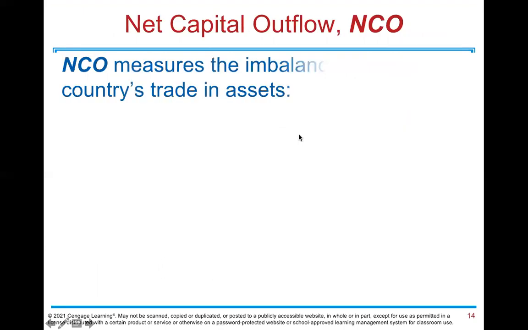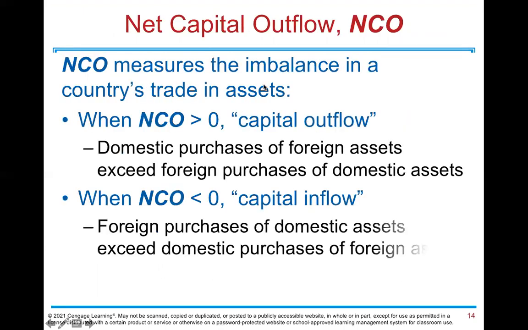Okay, so let's take a look. NCO measures the imbalance in the country's trade and assets. When NCO is greater than zero, then we have a capital outflow. Domestic purchases of foreign assets exceed foreign purchases of domestic assets. That's exactly what I just said. When net capital outflow is greater than zero, that means that we have a capital outflow, and that means that we're buying foreign assets. The net part says we just need to minus out the foreign purchases. But if this is greater than zero, that means that we're buying foreign assets.